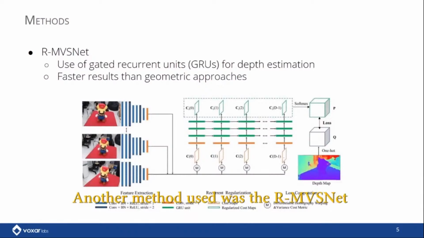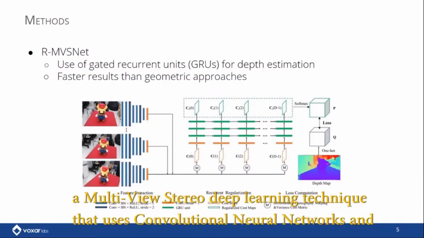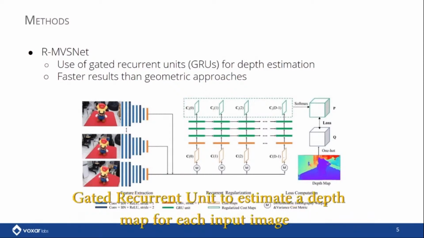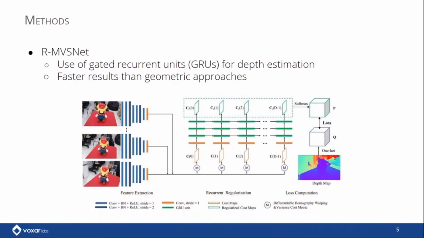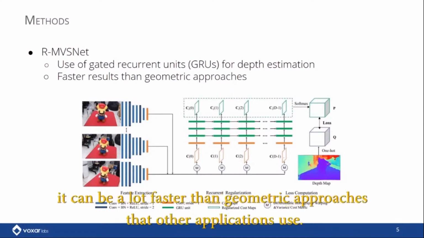Another method used was the R-MVSNet, a multi-view stereo deep learning technique that uses convolutional neural networks and gated recurrent units to estimate a depth map for each input image. Because it is a deep learning approach, it can be a lot faster than geometric approaches that other applications use.